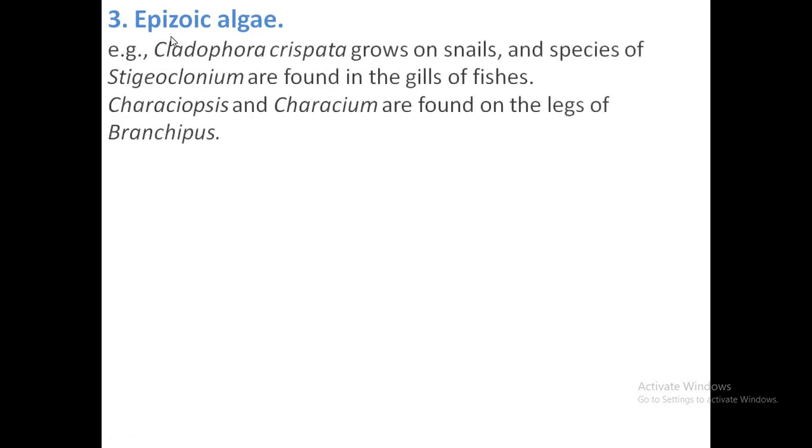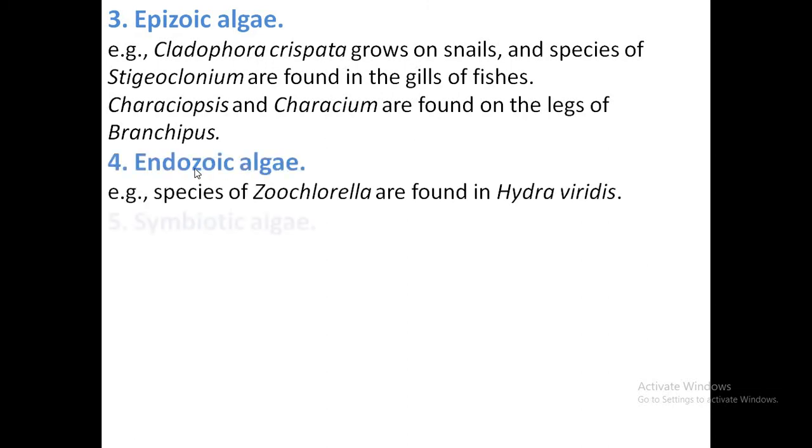3. Epizoic algae. Many algae grow on animals like snails, fishes, and tortoise, and they are known as epizoic algae. Example Cladophora crispata grows on snails, and species of Stigeoclonium are found on the gills of fishes. Similarly, species of Characiopsis and Characium are found on the legs of Branchipus. 4. Endozoic algae. Algae which occur in the tissues of animals are known as endozoic. Example species of Zoochlorella are found in Hydra viridis.